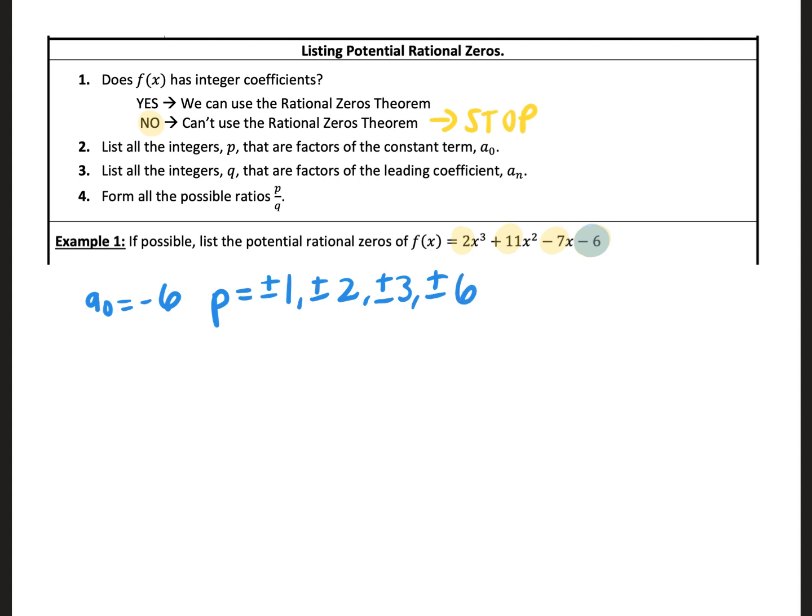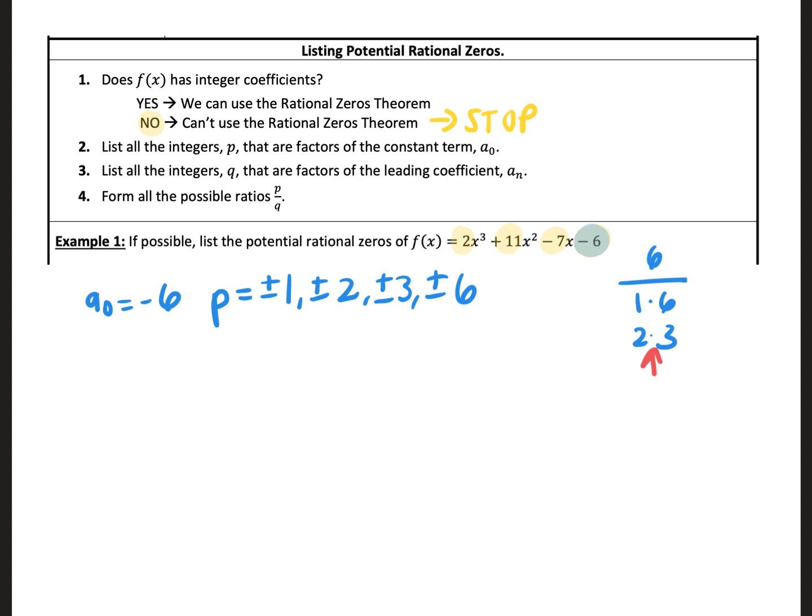If it's helpful for you to list over here and look at, okay, what can I multiply to get to 6? I know I can do 1 times 6, 2 times 3. I always know I found all the factors when there's no more integers that fit in between my last two. That always helps me. All right, so we finished step 2.